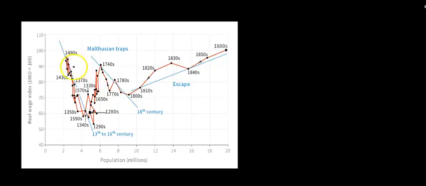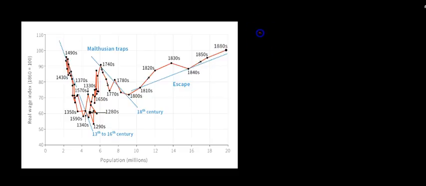Now if you look at this graph, all this time which we have studied before was a Malthusian trap, and you can see that population has increased but real wages have fallen from the 13th to the 16th century. However, after the 18th century, when the trap was removed and there was an escape, you can see that the population has risen but the real wages have also increased. So both have increased with time, and you can see this straight line showing that population and real wages have increased over the years after the capitalist revolution.